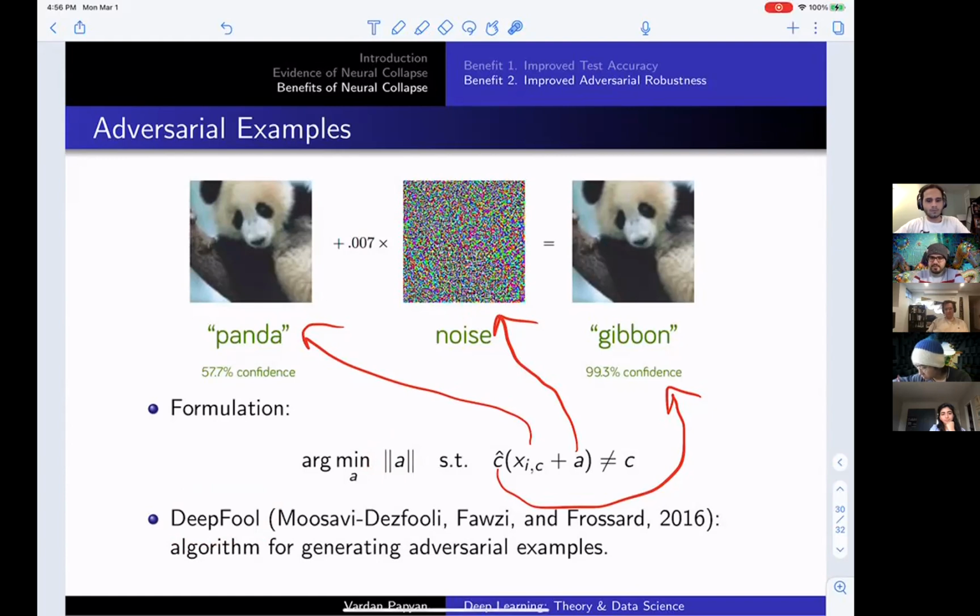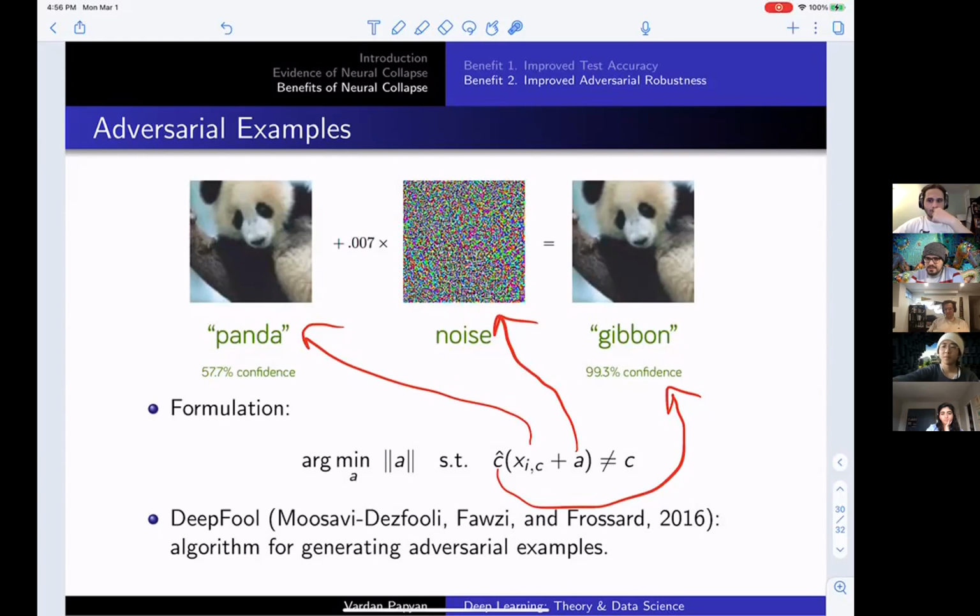Does anyone remember an algorithm by the name of DeepFool? We have forgotten the algorithm. Okay, well, such an algorithm exists. And this is an algorithm that allows you to attack. I guess you guys attacked with PGD, right?